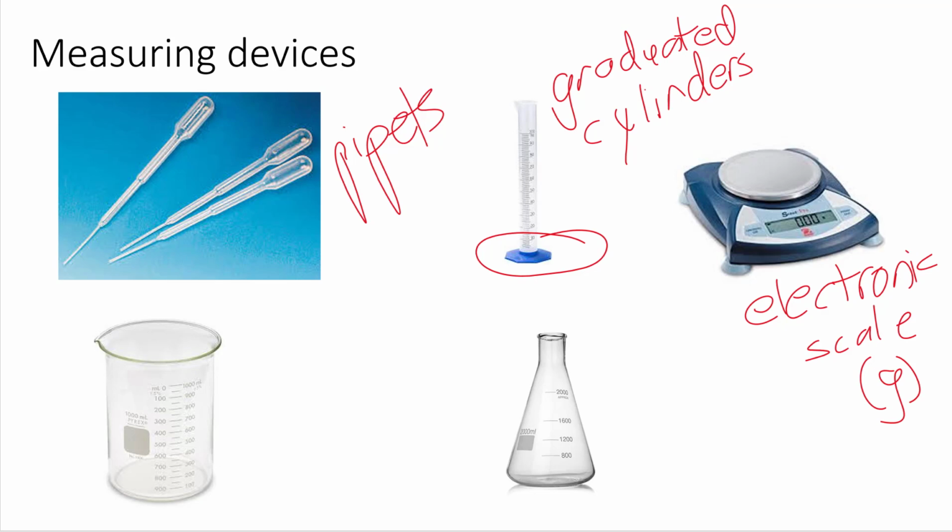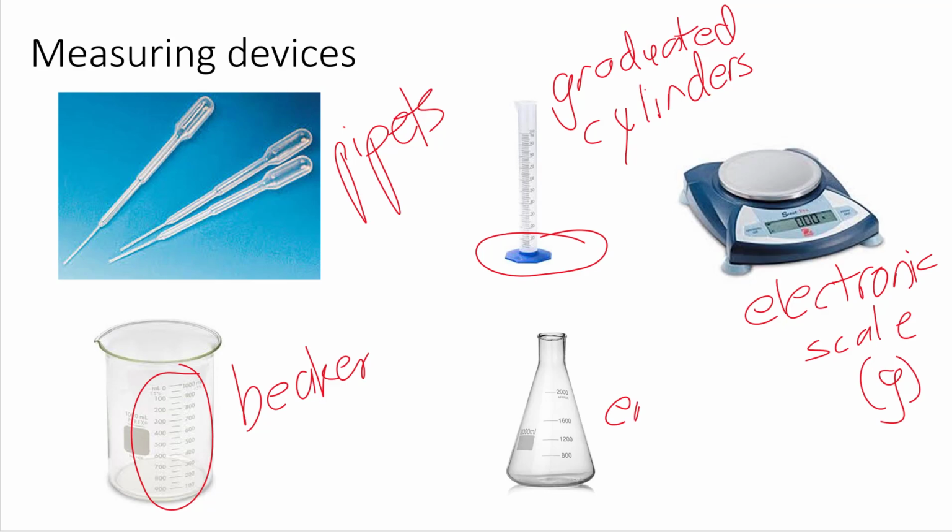On the left bottom here is a beaker, and even though it has lines on it, these lines are only suggestions. They're kind of ballpark measurements, so you would never use a beaker or the next one that we're going to talk about as a way to measure exact volumes. The lines here are just suggestions again, but a beaker is a good way to hold a large amount of liquid.